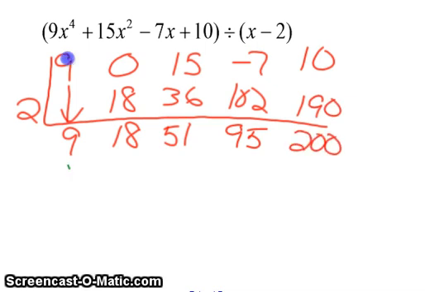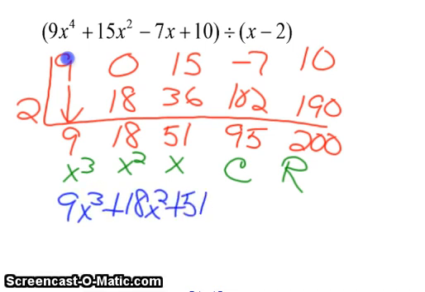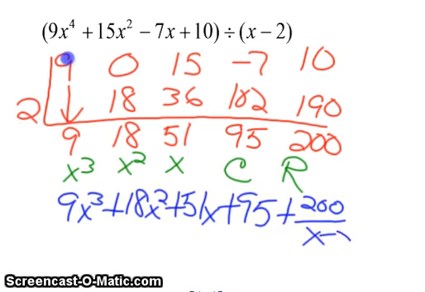So this is the power of 3 term, power of 2 term, the power of 1 term, the constant term, the remainder. So this is 9x to the third plus 18x squared plus 51x plus 95 plus 200 over x minus 2. Did I do this right? How did I do? Okay.